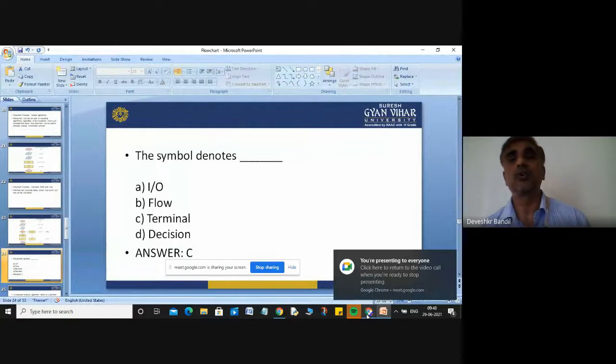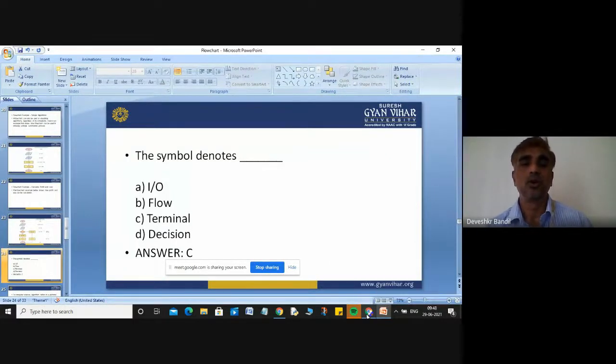First question is: the symbol denotes. Here I have not mentioned the symbol, right? Your symbol is the arrow. Okay, so your arrow will be the indication of the flow.